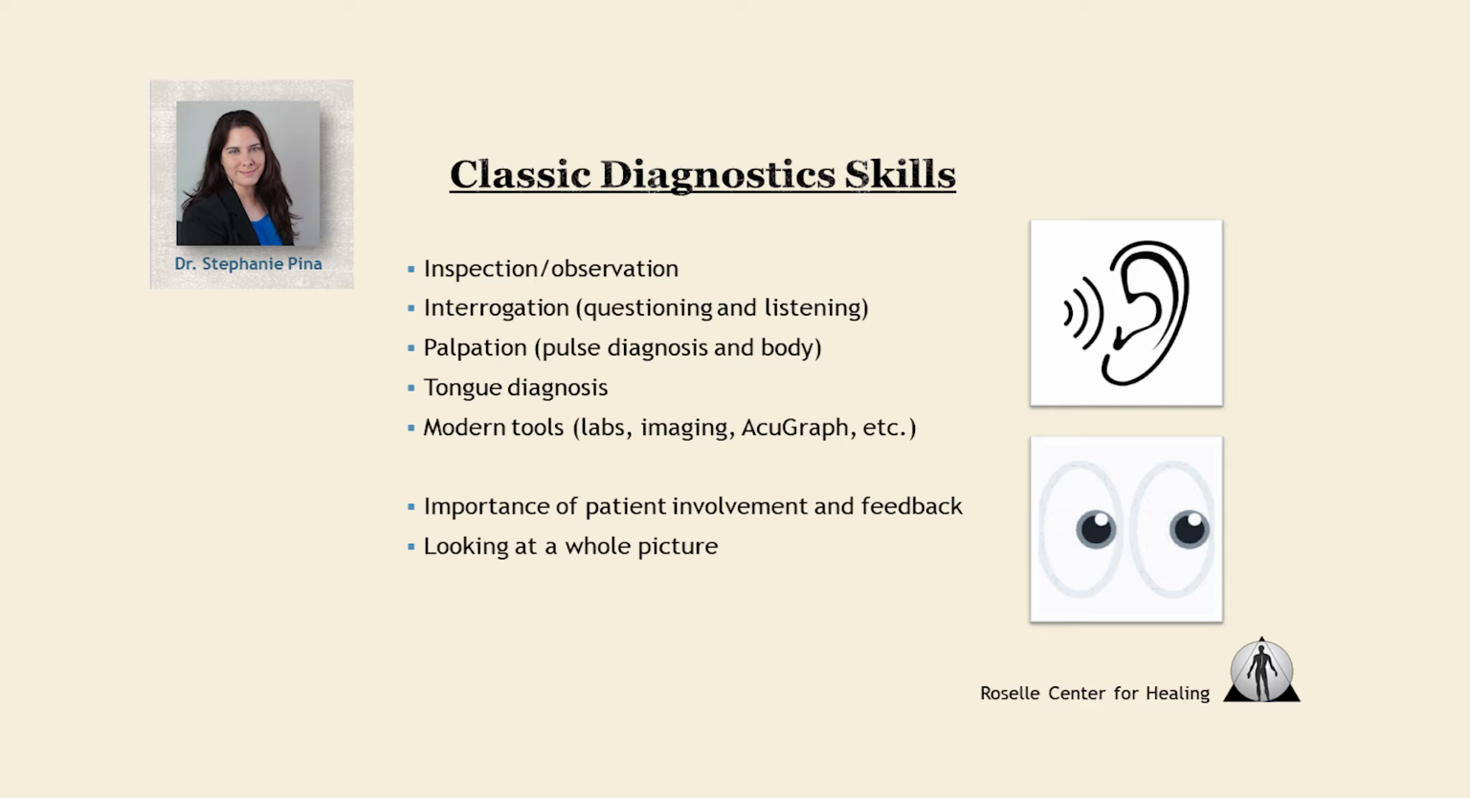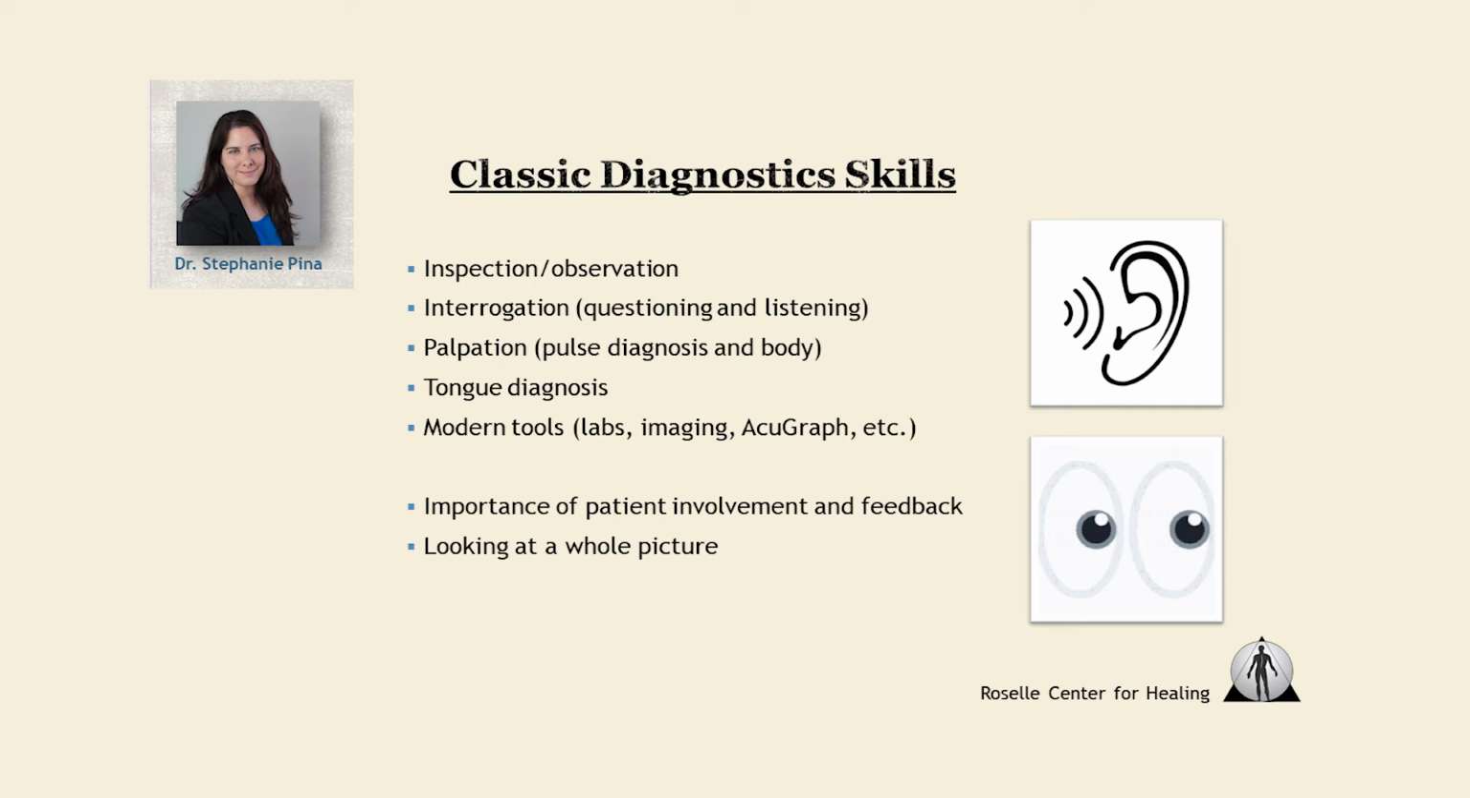All these key observations are then followed up with an interrogation process, which is basically just questioning and listening to the patient's response about what's made them better and what's made them worse, what types of therapies they've tried, and what their past medical history has been. Followed by this is palpation. A lot of times this can be palpating the body to see if we can find more tenderness in different parts of the body or along meridians. It can also involve tongue or pulse diagnosis.